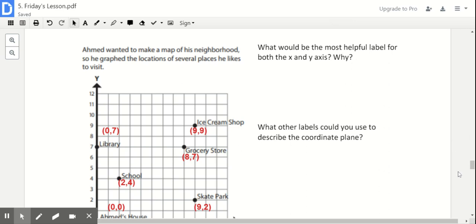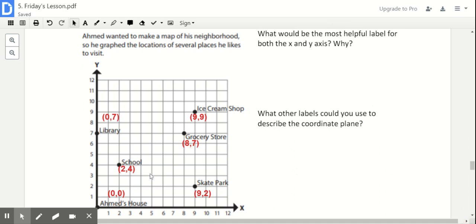Ahmed wanted to make a map of his neighborhood, so he graphed the locations of several places he likes to visit. So we see Ahmed's house here at the starting point. Then we have school, library, ice cream shop, grocery store, skate park. So, what would be the most helpful labels for both the X and Y axis? Think about it.